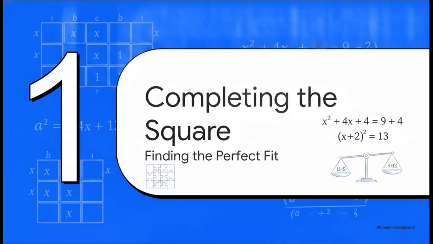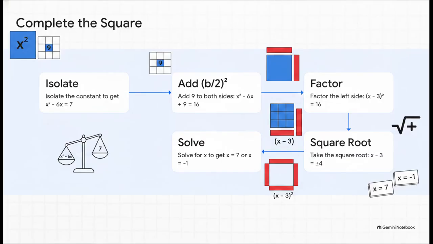Section 1. Completing the square, finding the perfect fit. This method is just a completely logical progression of algebra. The core concept here relies heavily on the golden rule of equations. Whatever you do to one side, you absolutely must do to the other to preserve mathematical equality. Let's walk through this step by step, using the equation x squared minus 6x minus 7 equals 0.